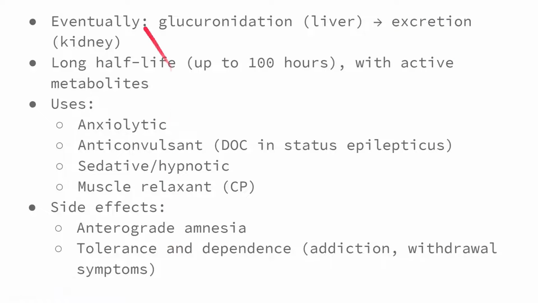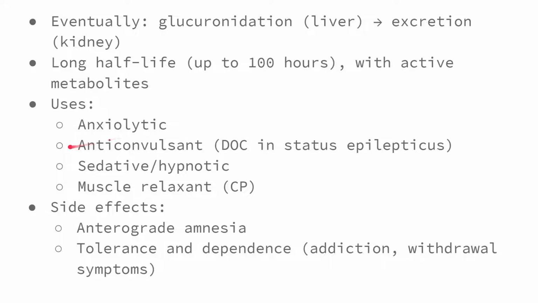Now, as we said, even though there is a formation of active metabolites, eventually all the benzodiazepines will undergo conjugation, or glucuronidation, in the liver, and then they will be excreted in the kidneys, in the urine. They have a long half-life, as we said, which can reach up to 100 hours with active metabolites. The half-life is calculated with active metabolites because they are still considered a drug because they are still having an effect on the patient. Long-acting benzos are used in many different things.